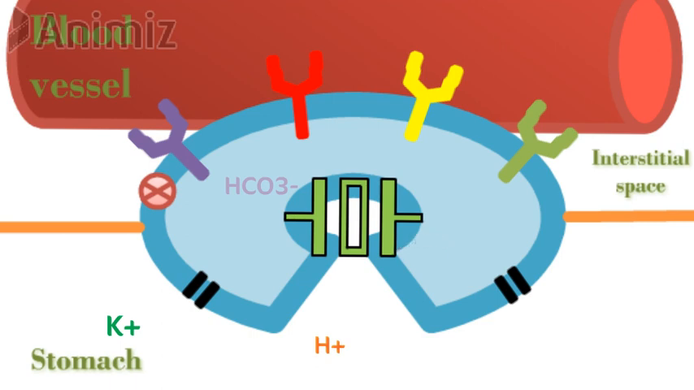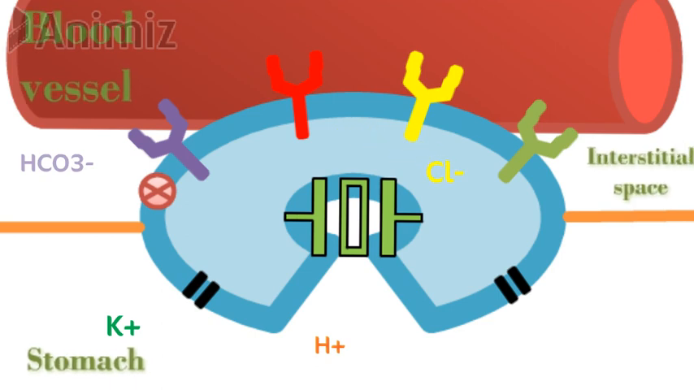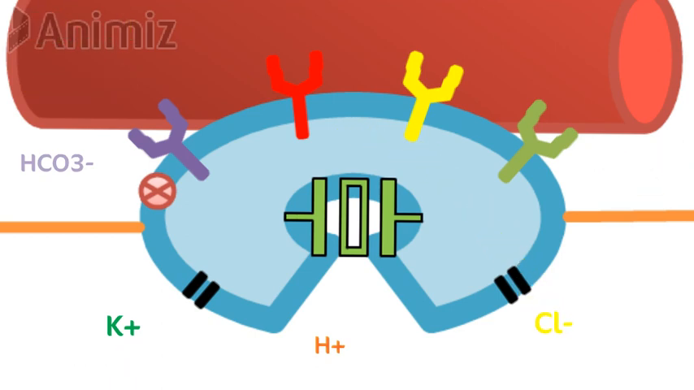The bicarbonate ion present inside the cell moves out of the cell by a bicarbonate chloride antiport in exchange of the chloride ion which moves inside the parietal cell. From inside the cell, it moves to the stomach by chloride ion channel where it combines with the proton to form HCl or the hydrochloric acid.